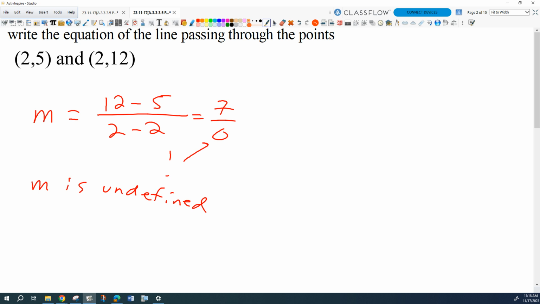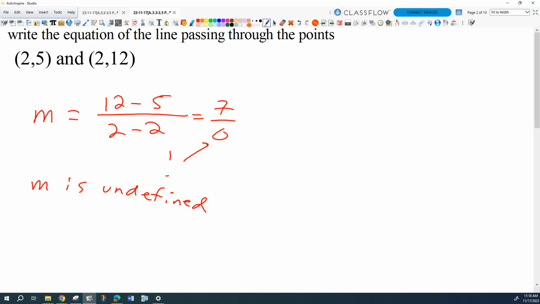Okay, so if the slope is undefined, I can't plug this into point slope form because undefined is not a slope, right? That's not a number I can plug in. So we can't use point slope formula. We have to just reason through this one another way. Well, if the slope is undefined, what kind of line is this? Yeah, it's got to be one like this, doesn't it, right? Undefined slope means vertical line, doesn't it? So this is a vertical line.